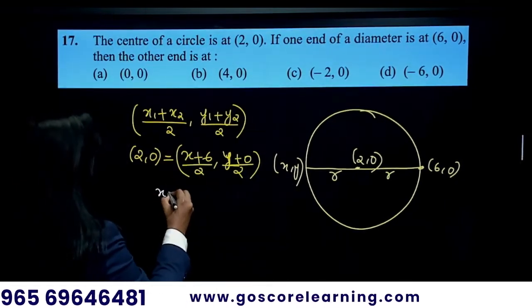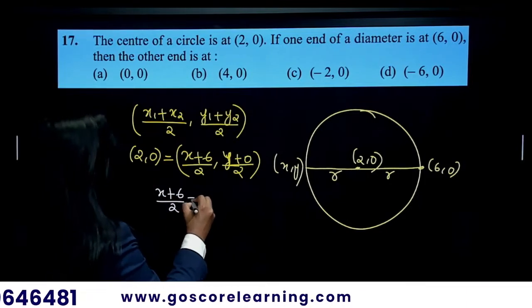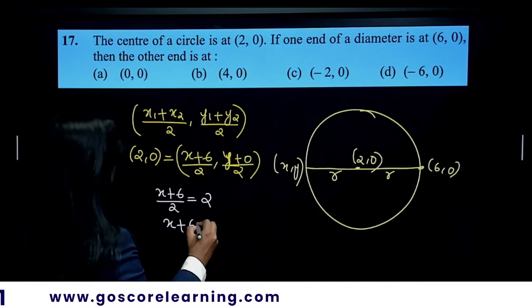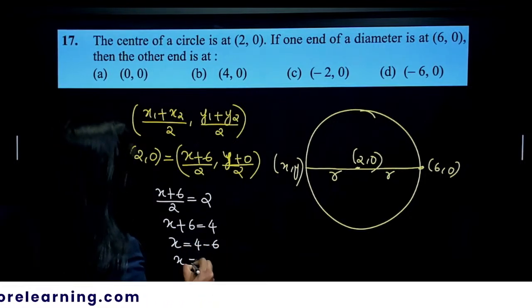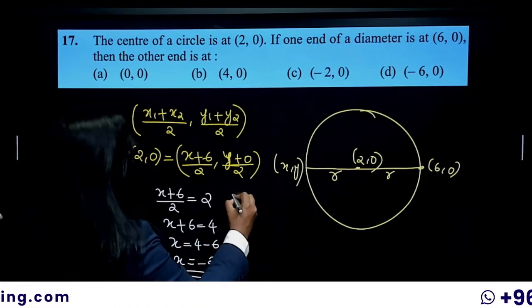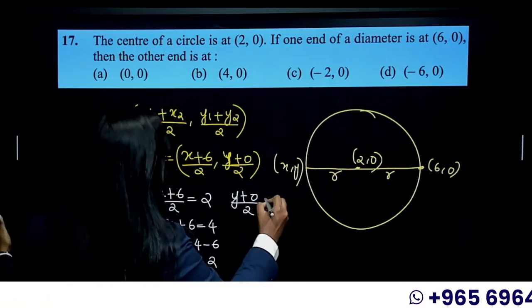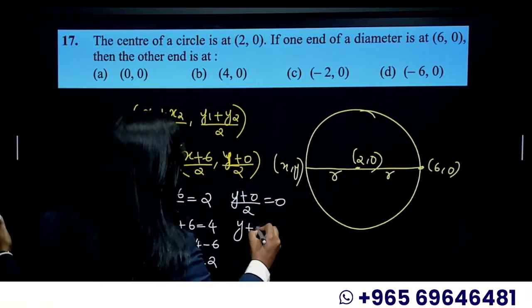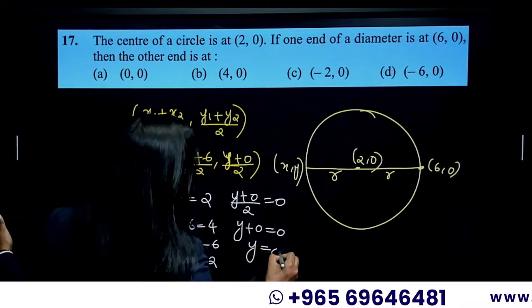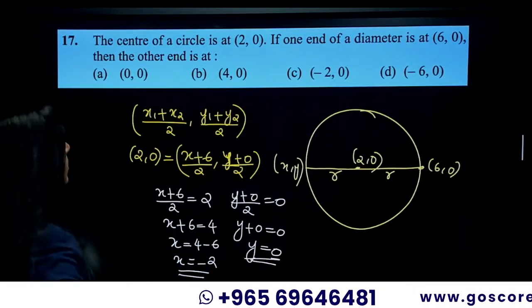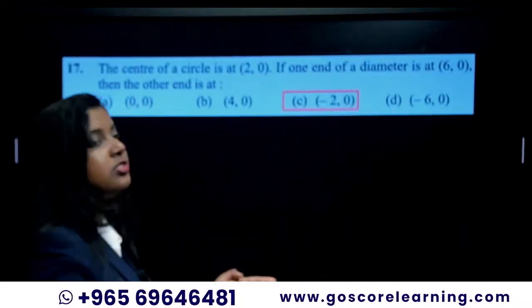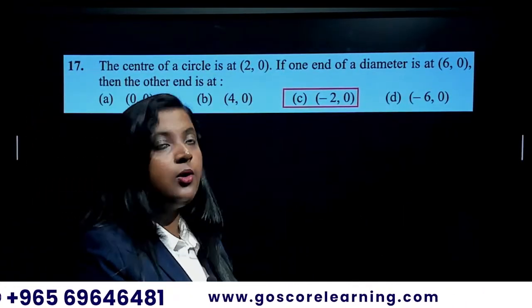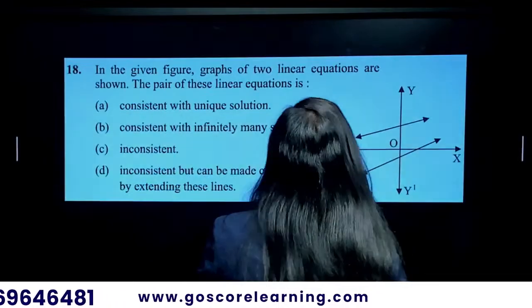So (x plus 6) by 2 is equal to 2. So x plus 6 is equal to 4 and x is equal to 4 minus 6, which is minus 2. And (y plus 0) by 2 is equal to 0, so y is equal to 0. So minus 2, 0 is the correct answer. Do we have an option like that? Yes, option C, minus 2, 0 is the correct answer. Okay, moving to the next question.